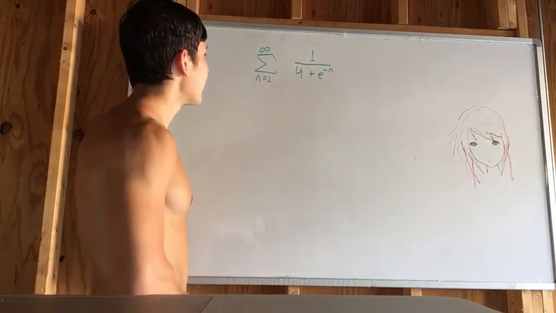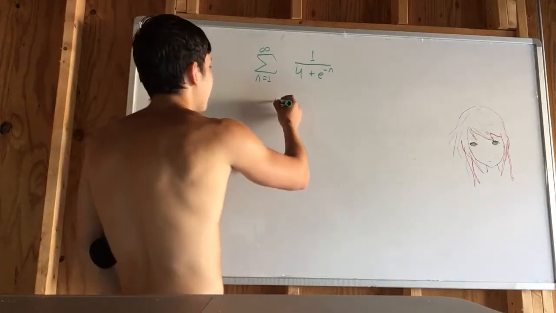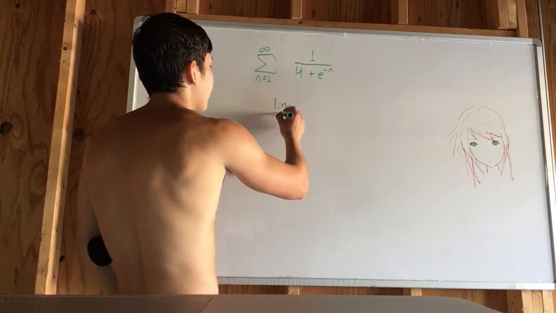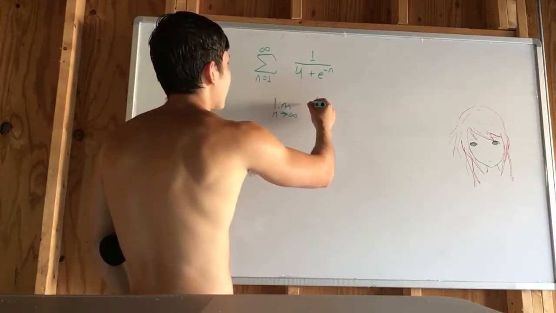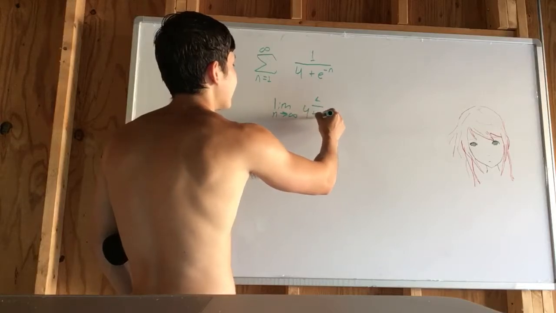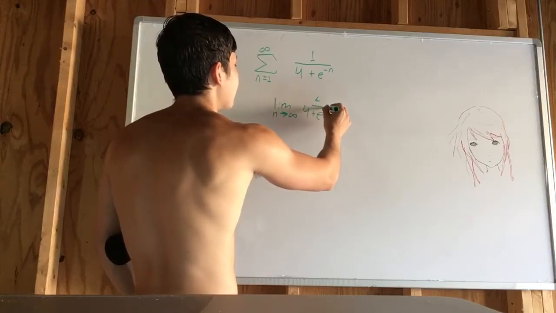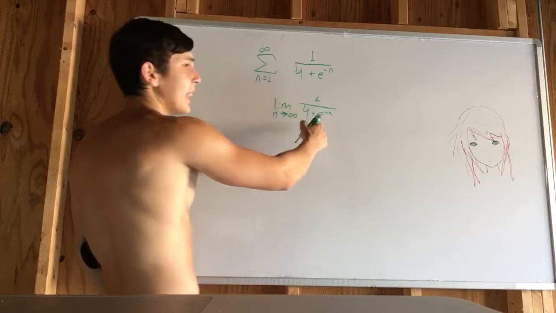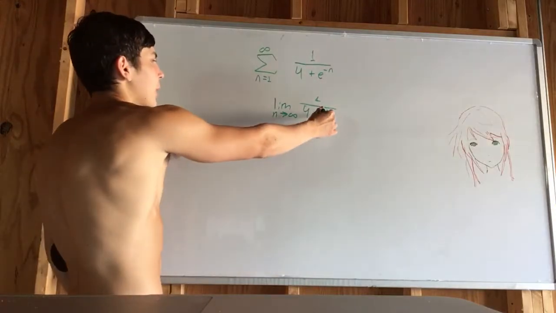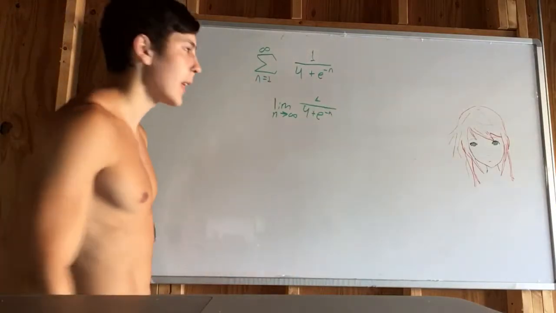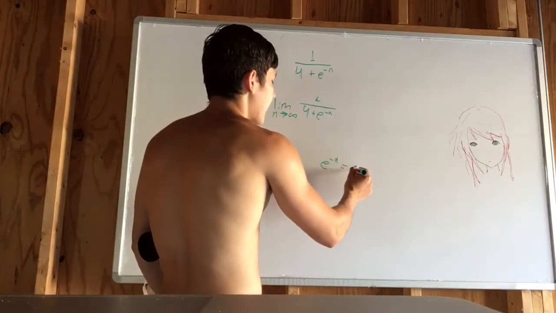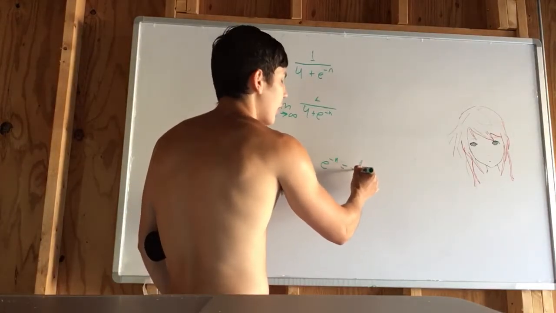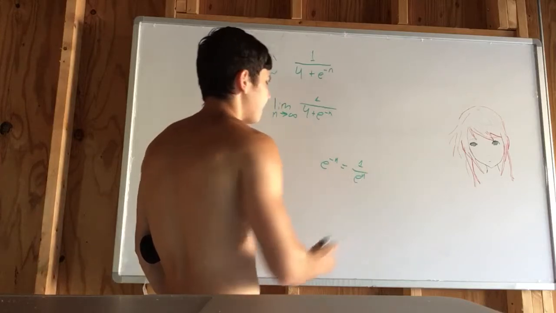Okay, so let's take the limit. This is how you take the divergence test, is just take the limit to infinity of what we have in here. We've got 4 plus e to the negative n. What does this really mean? E to negative n is what we're looking at, because that's where we're plugging in infinity. E to the negative n is the same thing as 1 over e to the n.